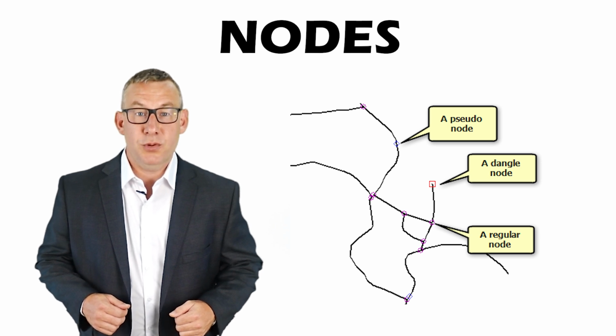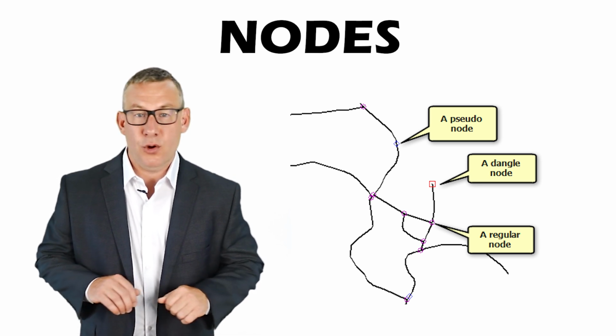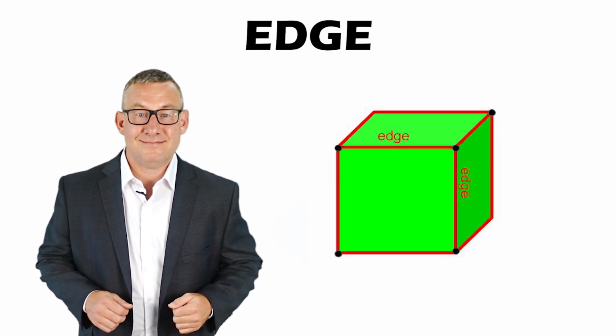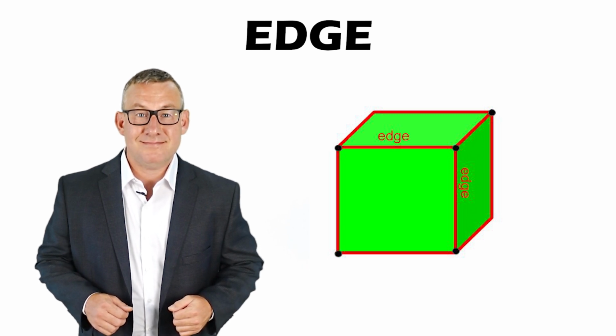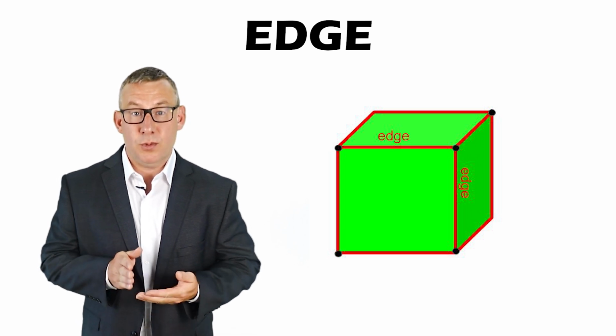A dangling node. A dangling node is a point at the end of a line with no connections. An edge. An edge is a line that forms a boundary between two features.